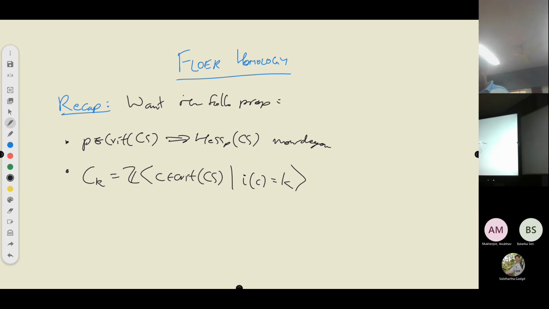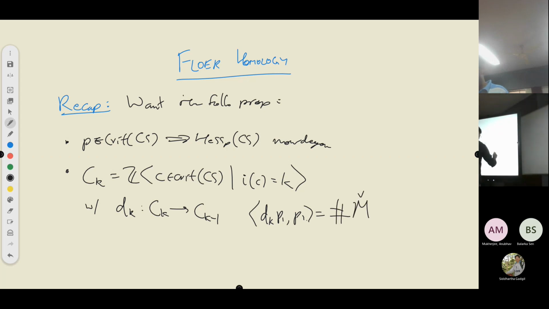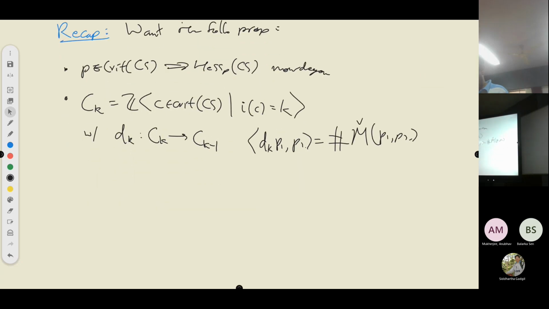With a differential that maps from C_k to C_{k-1}, which is defined by d_k of p1, p2, the pairing being the count of a moduli space M(p1, p2). We further require, and this is what I'll keep referring to as transversality all the time.